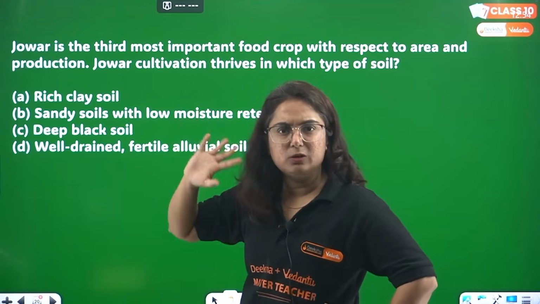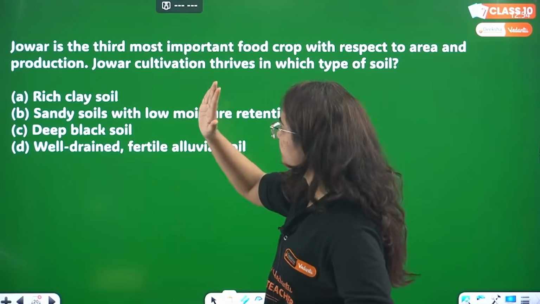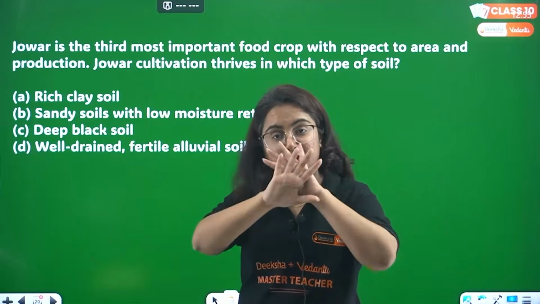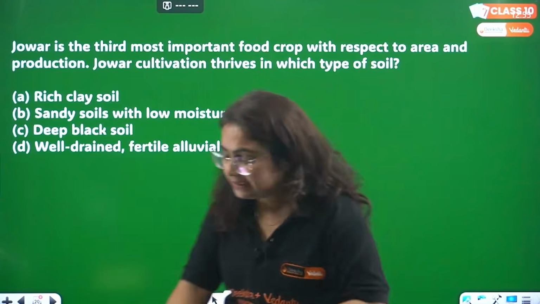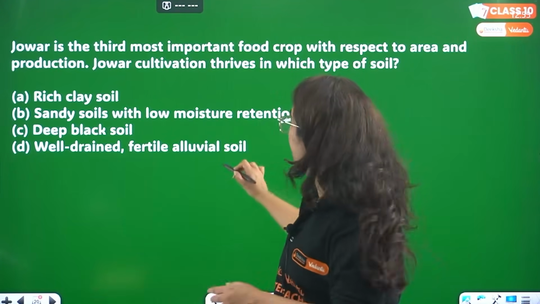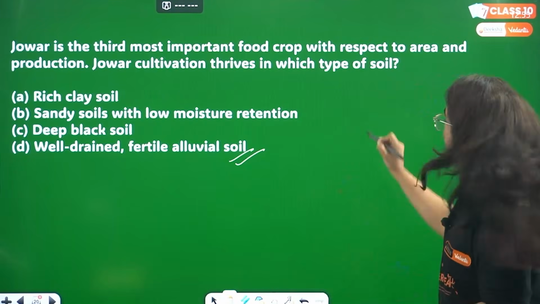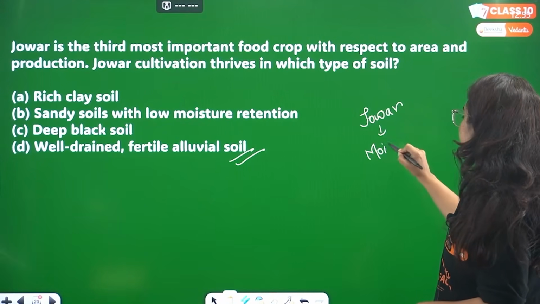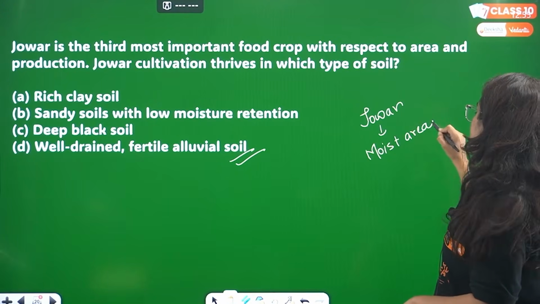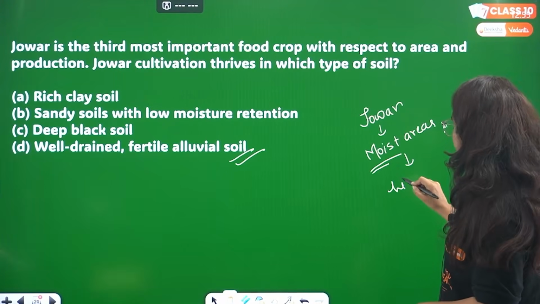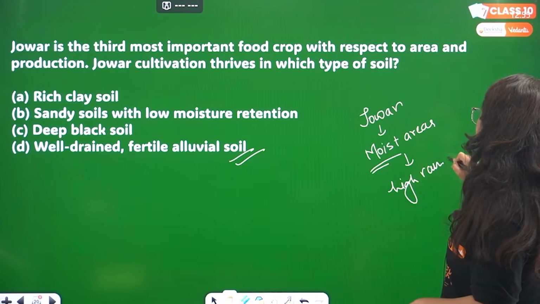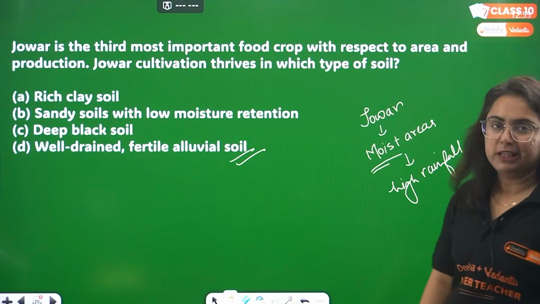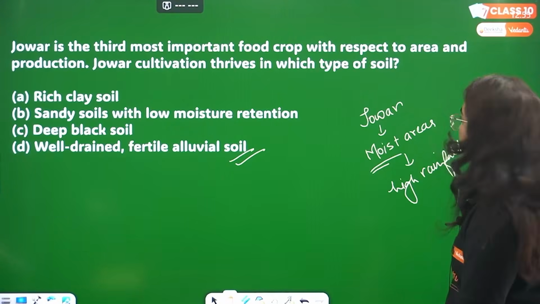Clay soil means black soil. Sandy soil, not at all possible. Deep black soil, not at all possible. So what comes as the correct answer? Well drained fertile alluvial soil, because jowar is grown in moist areas, which means areas with good rainfall. Not a high rainfall like that of paddy, but yes, good rainfall. Get it? Very good. Next question.